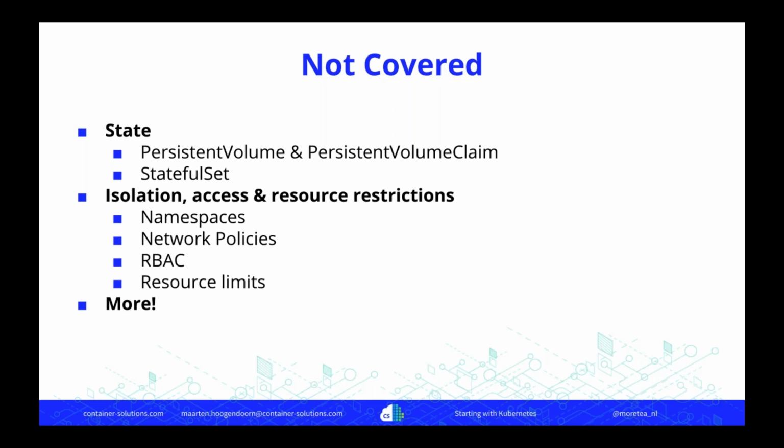Also, I have not touched at all how you can have isolation and access and resource restrictions between different, let's say, teams within your company. Some things that are useful for that are namespaces and network policies to make sure that specific applications can or cannot talk to each other, role-based access control for all of those API endpoints that are used internally, and limits on how much memory a specific application can use. And there are many more that I'm not even going to cover.